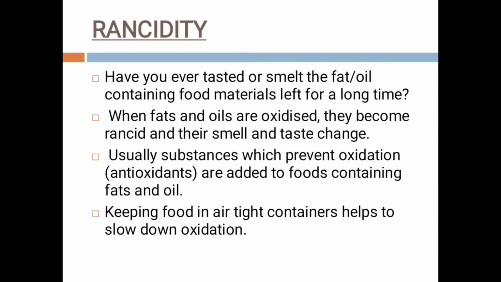We should keep the food materials as far away as possible from the oxygen present in the air, and hence we can make use of airtight containers, which will prevent the overexposure of food materials containing oil and fats to the oxygen present in the environment, and will prevent the oxidation and hence the rancidity.